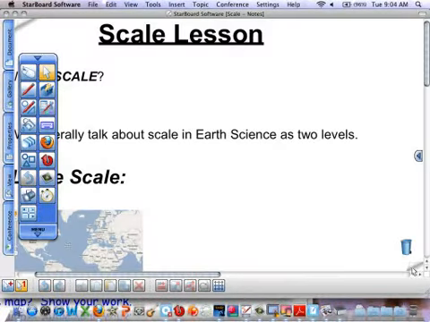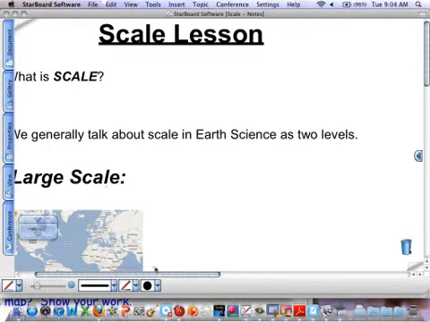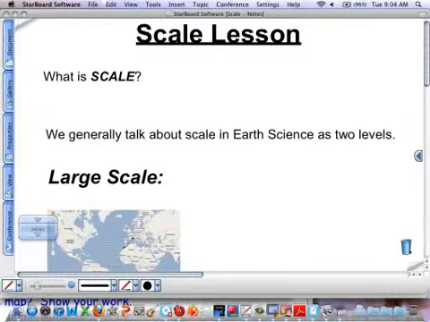Go ahead and feel over this. And what I want to hear from somebody is what they think scale is. What is scale? What does that mean? The scale. Okay, think about scale on the map.